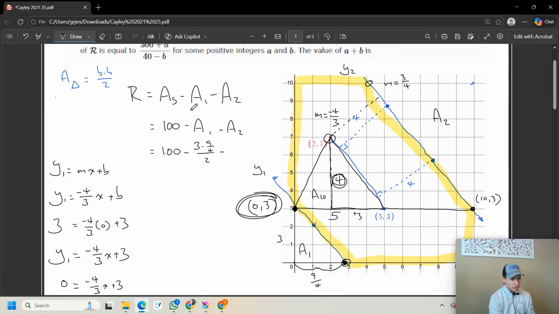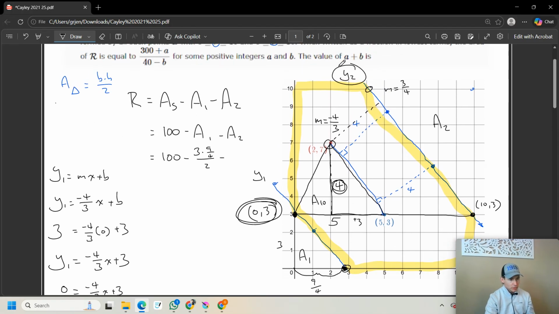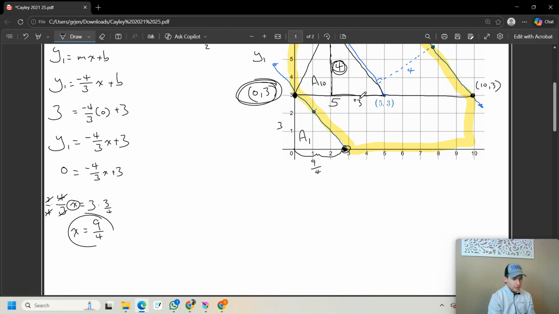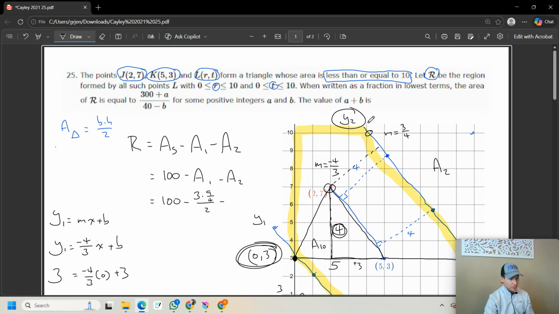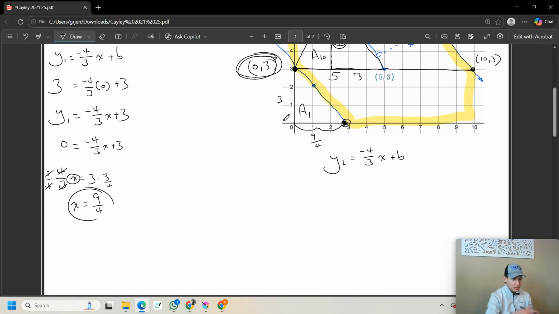Now let's work on A2, which is defined by y2. Okay, so y2 also has this equation, minus 4/3 is the gradient, x plus b. But the b value is going to be much greater, okay? I'm expecting the b value to be up there, maybe in and around 15, 16, 17, something like that. This is going to be big.